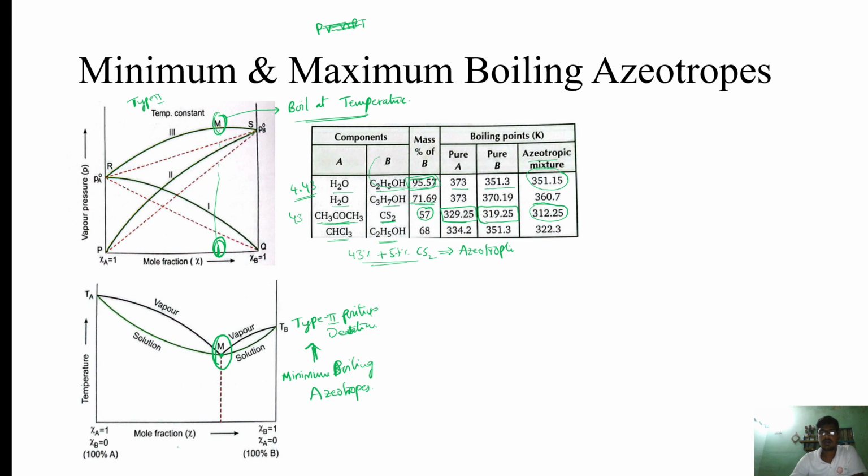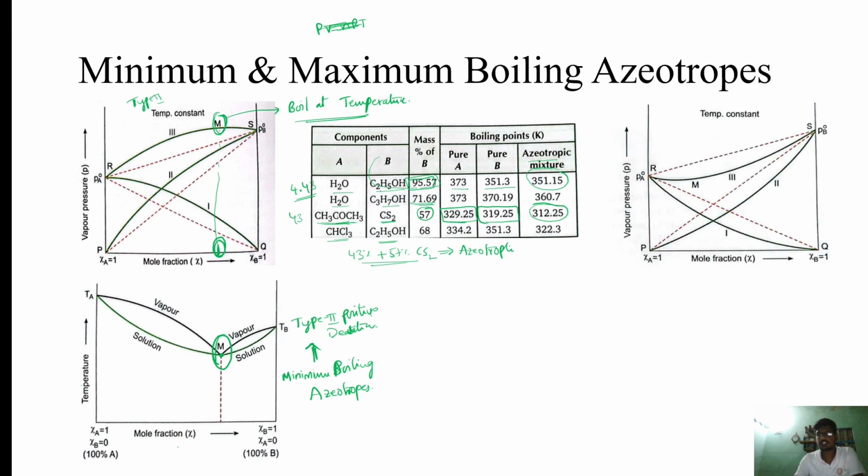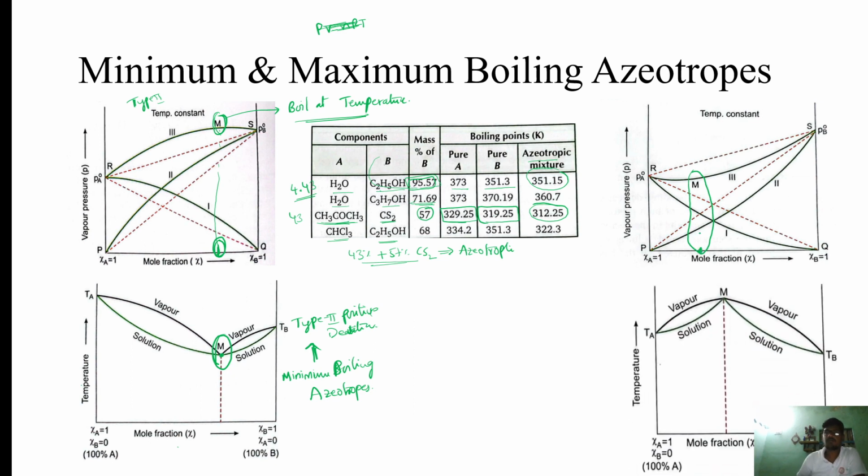Hope you understood. Another concept is maximum boiling azeotrope. Just opposite to this. Here we have maximum positive deviation at one particular composition. That is why it boils at a lower temperature. Whereas in the case of a maximum boiling temperature azeotrope, there will be a maximum negative deviation at one particular composition, where it will show maximum boiling point.